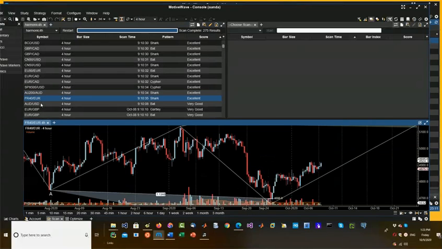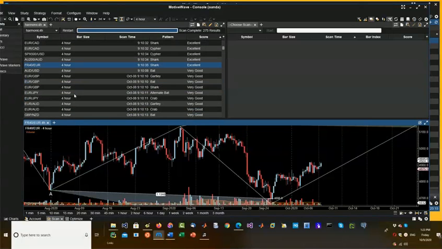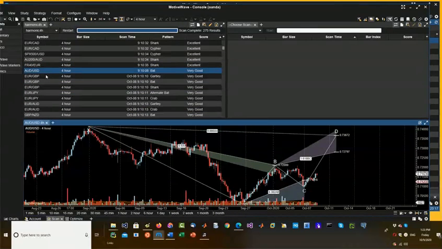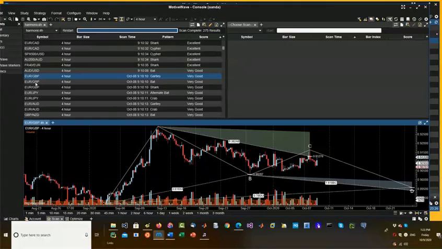France. Not so much. Doesn't excite me, but it's still an excellent score. So we're going to go through the other ones to see if anything else might jump out at us. I think this was a very good one to trade.